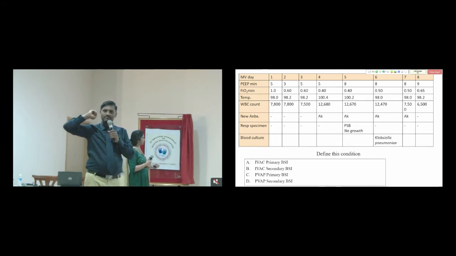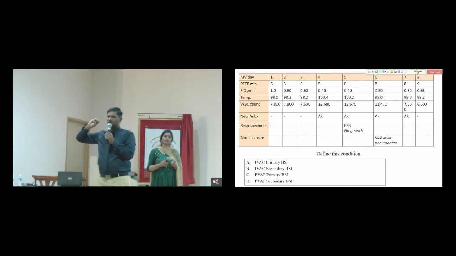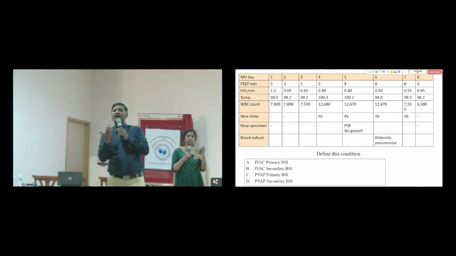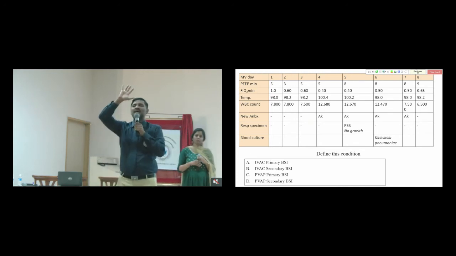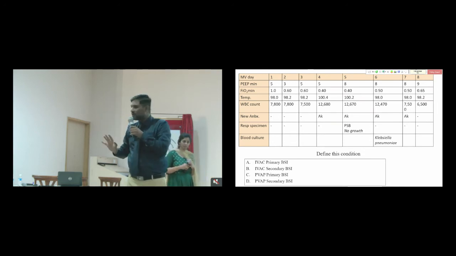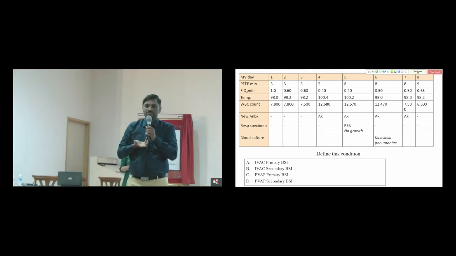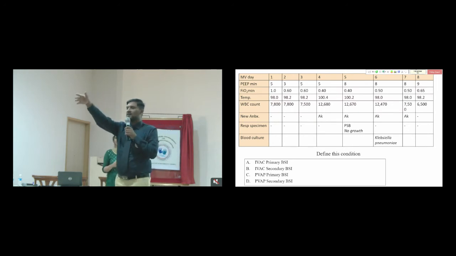Sir, can there be a condition where there is IVAC plus secondary BSI? No, because you don't have secondary. That leads to one more question. Excellent question he has asked. Secondary BSI can happen only when you have PVAP. It cannot happen here because you don't have a culture criteria at all. Clear?